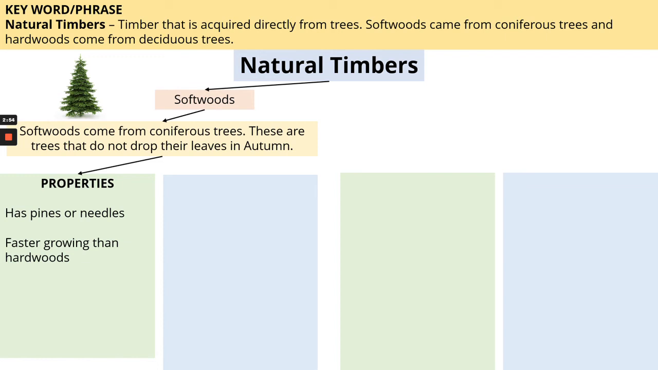All timber is renewable, because we can plant trees and regrow them. But there are degrees of sustainability, and softwoods are the most sustainable because they can be replaced quicker due to that fast growth. So pause the video here and make sure you've got that information before moving on.